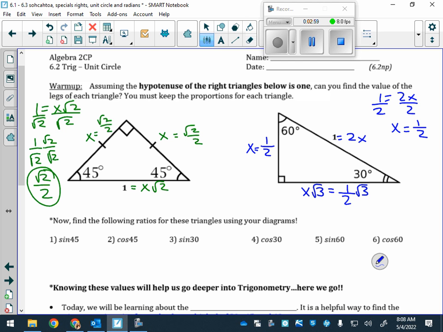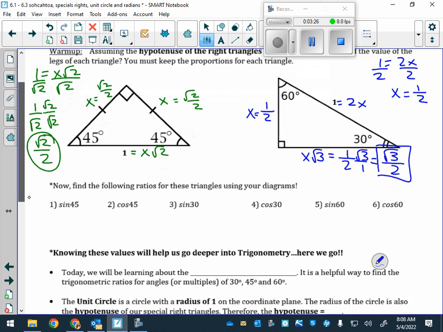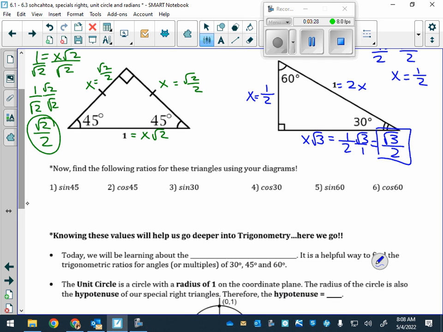Yes, you are correct. However, can we multiply those together? Yeah, because root 3 is over 1. So we could just multiply across. So across from 60, our side length is root 3 over 2. Okay? Questions? All right. So now we're going to take our new side lengths and find sine and cosine.